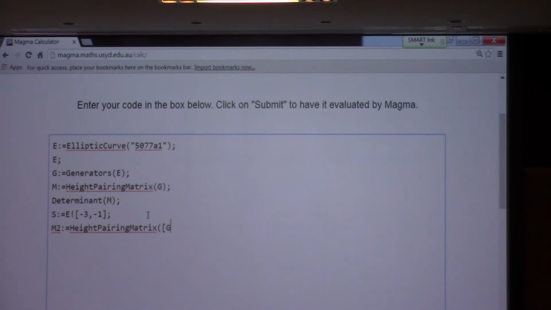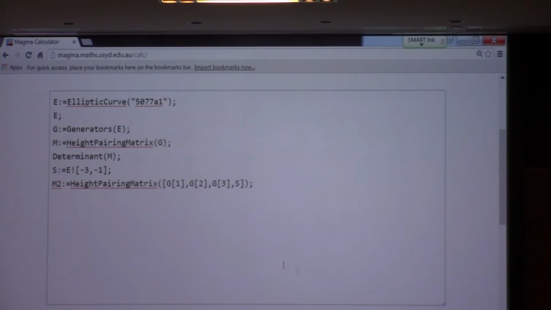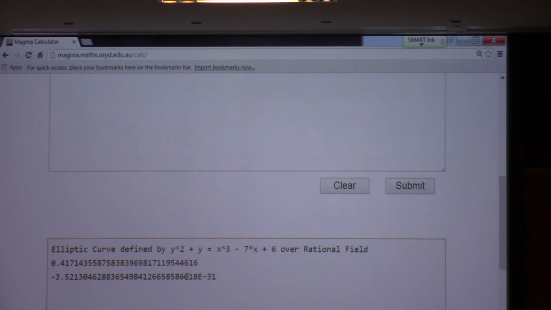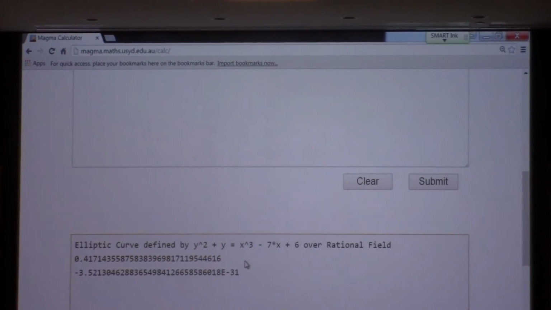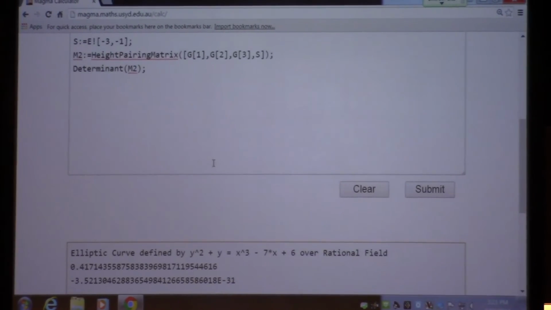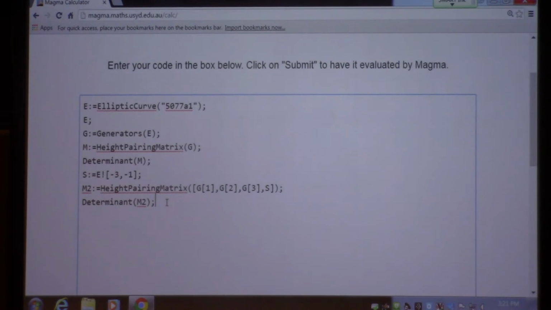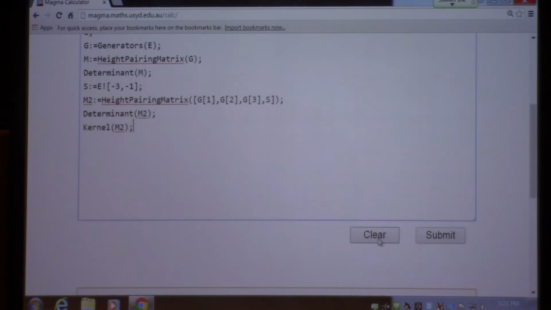Of G1, G2, G3, and S. See if that is okay by Magma. Yes, it is okay with Magma. And then let's calculate the determinant of M2. You see, it's minus 3.52 times 10 to the minus 31. That's really close to 0, so I'm guessing this is actually 0. If that's 0, then there should be a kernel in M2. And that's so.